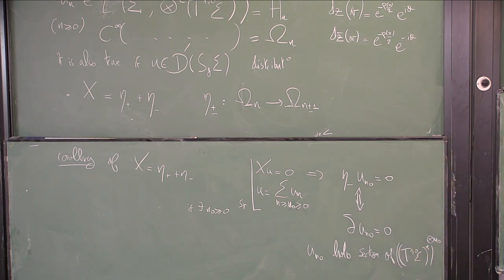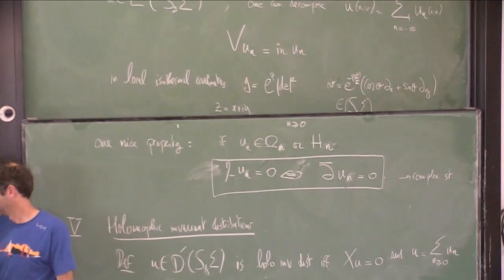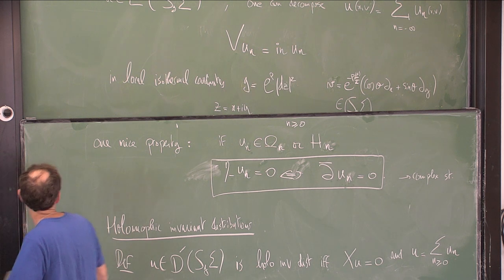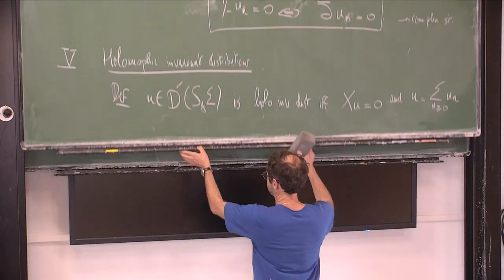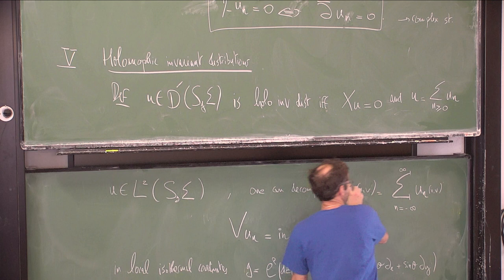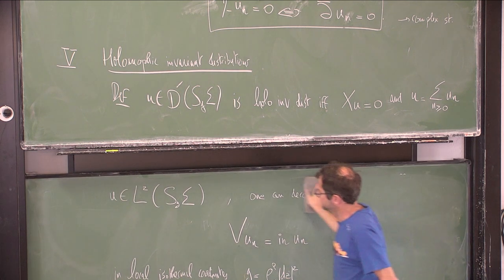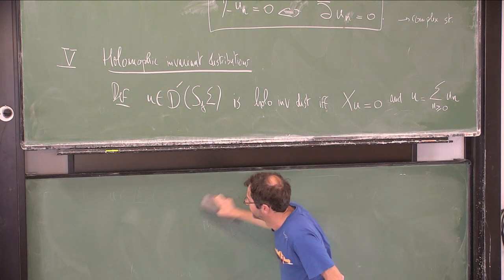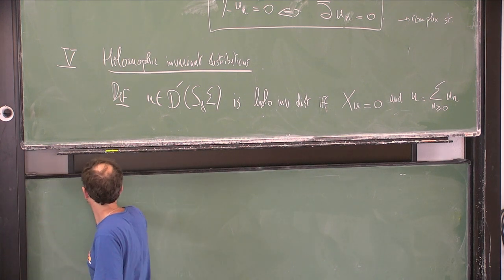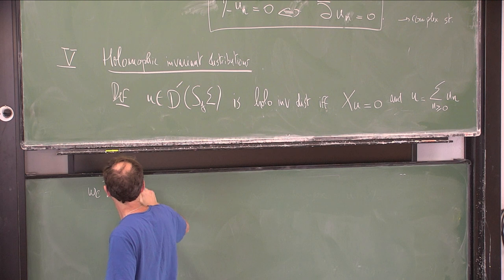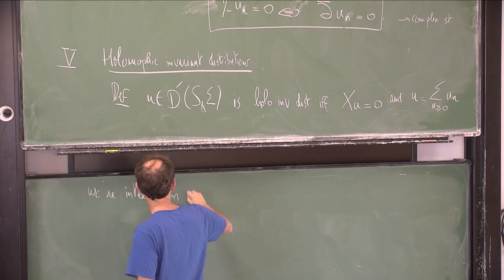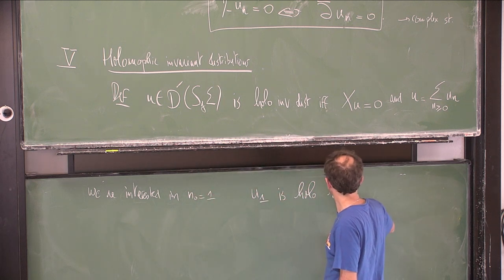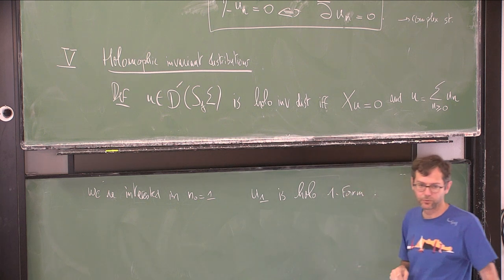Okay? So now we're interested in matrix periods. So we would like to work with n0 equal to 1, because we want holomorphic 1-forms. We're interested in n0 equal to 1, because then u1 is a holomorphic 1-form, which is what we want for them.